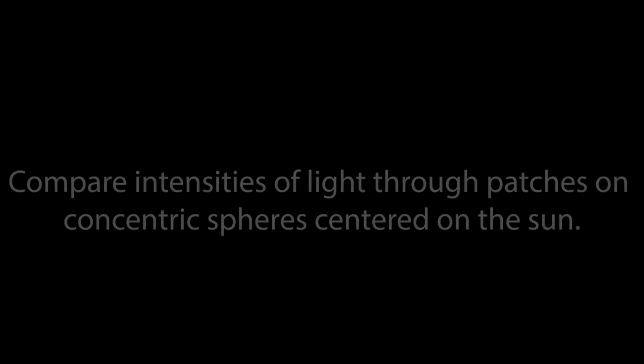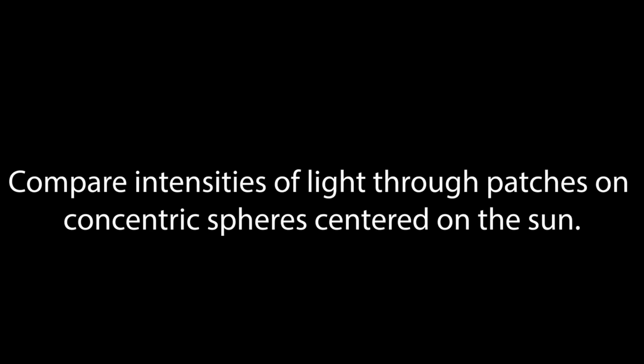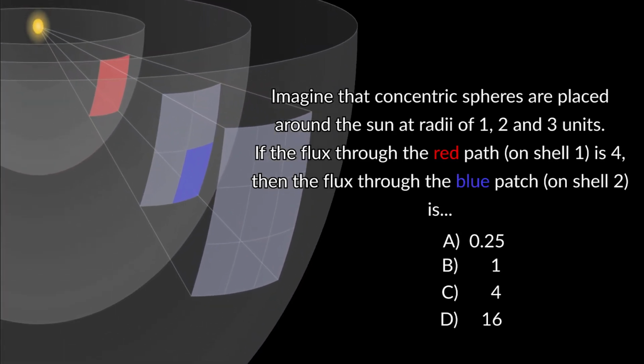Let's explore our understanding of the inverse square law with a peer instruction question. Compare the intensities of light through patches on concentric spheres centered on the Sun. Imagine that concentric spheres are placed around the Sun at radii of 1, 2, and 3 units. If the flux through the red patch on shell 1 is 4, then the flux through the blue patch on shell 2 is A, 0.25, B, 1, C, 4, or D, 16.